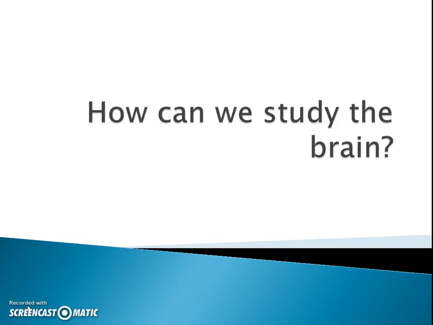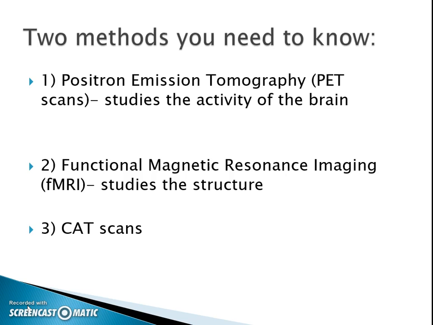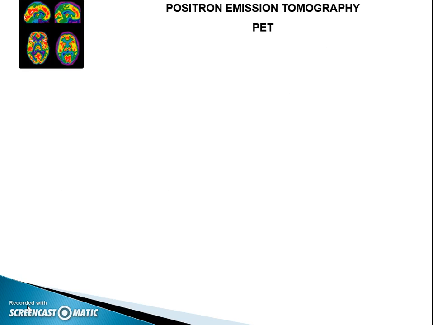So this is a video on brain scans. Remember, there's three different types of brain scans that we look at in psychology: positron emission tomography, or PET scans, functional magnetic resonance imaging, or fMRI scans, and CAT scans, which stands for computer axial tomography. So there are three different types of scan. The first one is positron emission tomography.